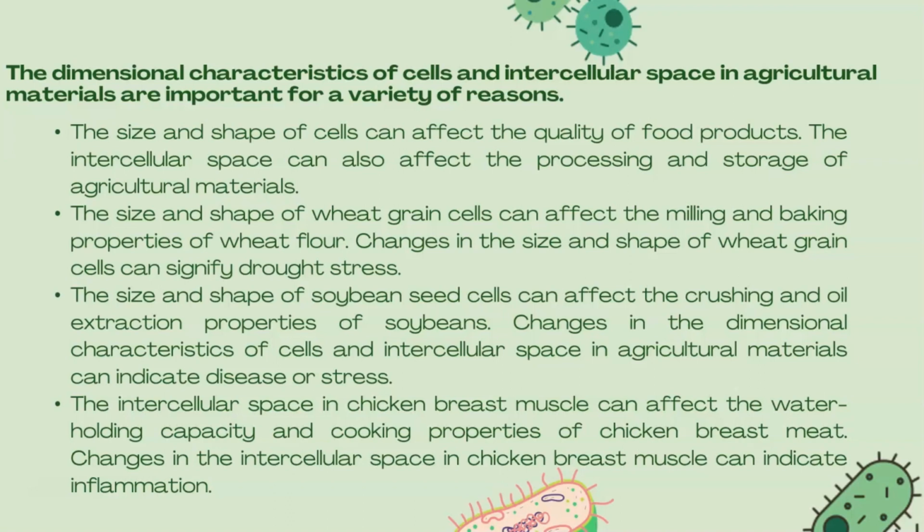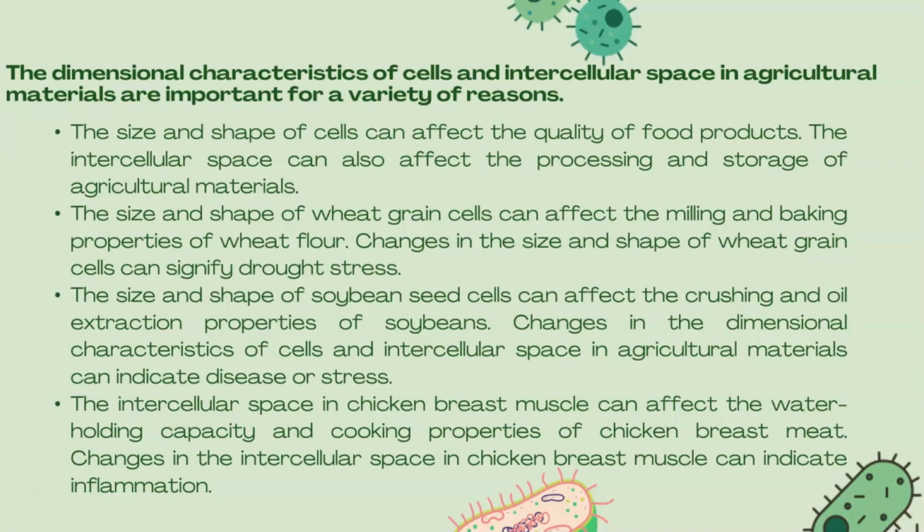For example, the size and shape of wheat grain cells can affect the milling and baking properties of wheat flour. The size and shape of soybean seed cells can affect the crushing and oil extraction properties of soybeans. The intercellular space in chicken breast muscle can affect the water-holding capacity and cooking properties of chicken breast meat.